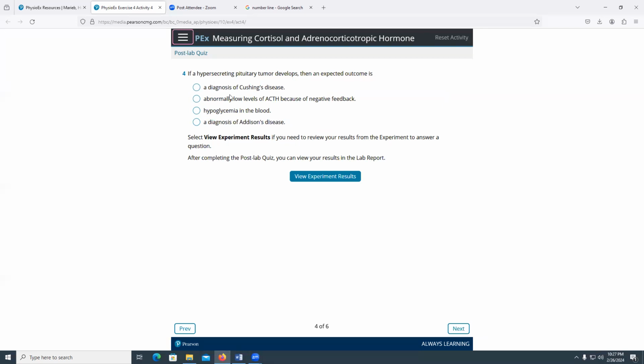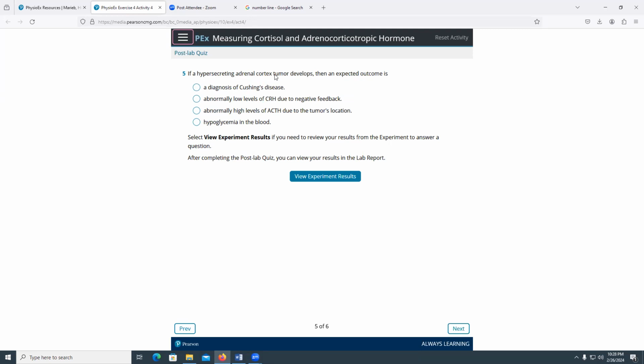Next question. If a hypersecreting pituitary tumor develops, then an expected outcome is a diagnosis of Cushing's disease. Well, I know that Cushing's syndrome is hypercortisolism that is primary, meaning that would be like an adrenal gland tumor. But in Cushing's disease, it's secondary hypercortisolism. Like you would have a pituitary tumor. If you have a pituitary tumor, that would make it a secondary hypercortisolism, which is Cushing's disease, not Cushing's syndrome.